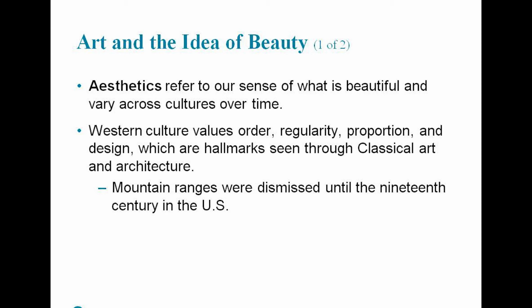Western culture values order, regularity, proportion, and design, which are hallmarks seen through classical art and architecture. So basically, we went through a time and period in art where everything had to be symmetrical, and the extreme of perfection. You know, when they drew certain people, their skin was flawless. There was the right proportions. Everything had symmetry, you know. And a lot of people don't look like that. But that's what was popular in art.